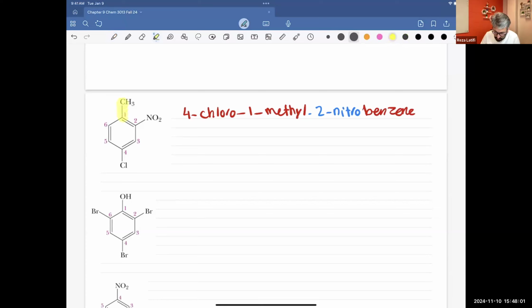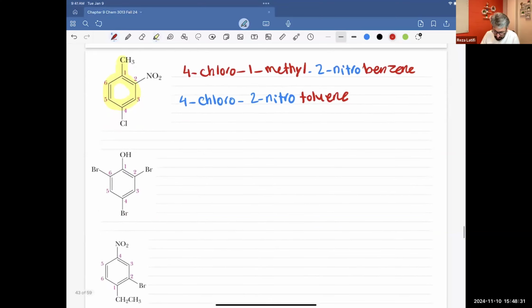Another way to name it is to treat this one as the base molecule. The base molecule is going to be toluene, and the second and fourth positions have nitro and chloro. So on the fourth one, I have chloro. Next, on the second one, I have nitro. The name of the molecule will be toluene, so 4 chloro, 2 nitro, toluene.